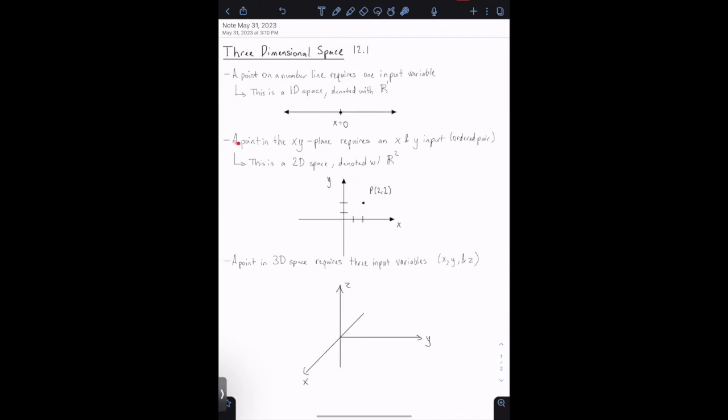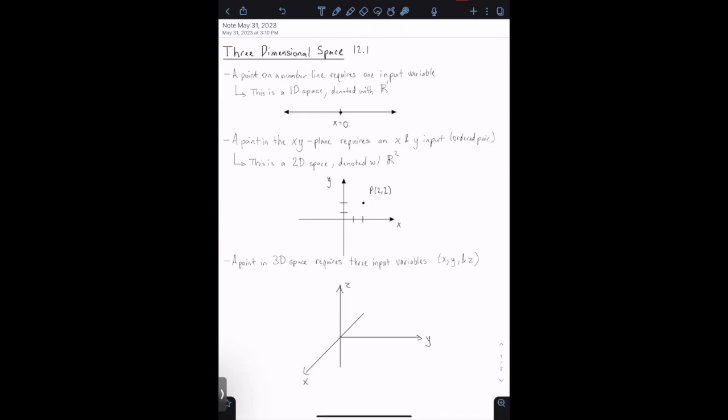In two dimensions, we require two input variables, x and y, and you call this an ordered pair usually. So this is two-dimensional space, denoted with R2. And this is just a representation of two-dimensional space. We're already familiar with that. We have an x-axis and we have a y-axis, and then we have a point here.